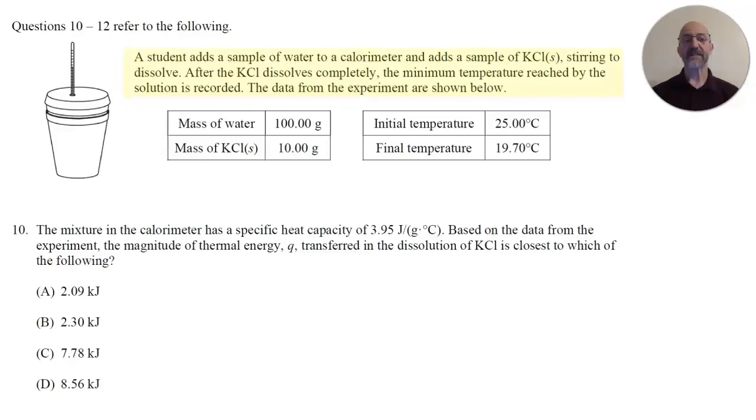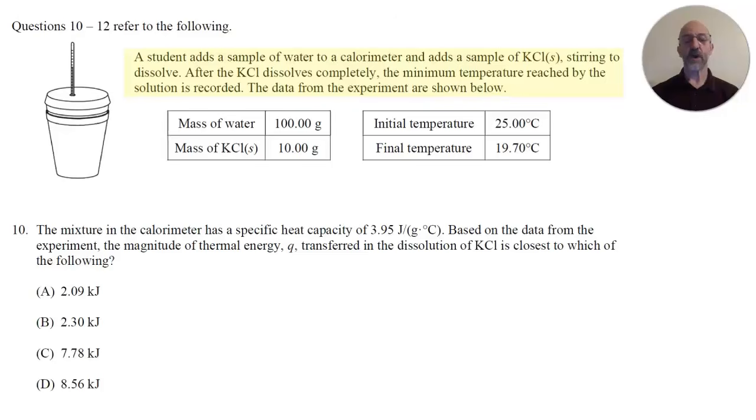A student adds a sample of water to a calorimeter and adds a sample of solid potassium chloride, stirring to dissolve. After the potassium chloride dissolves completely, the minimum temperature reached by the solution is recorded, and the data from the experiment are shown below. So we can see a data table with mass of water, mass of solid potassium chloride, initial temperature, and final temperature.